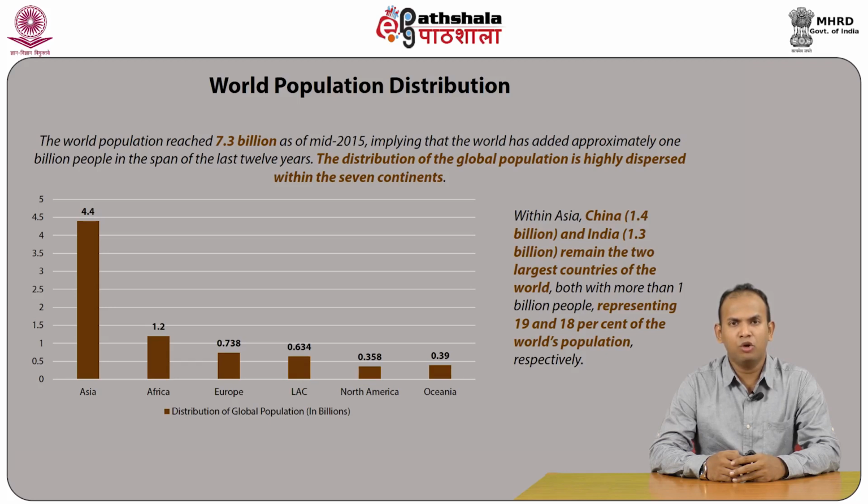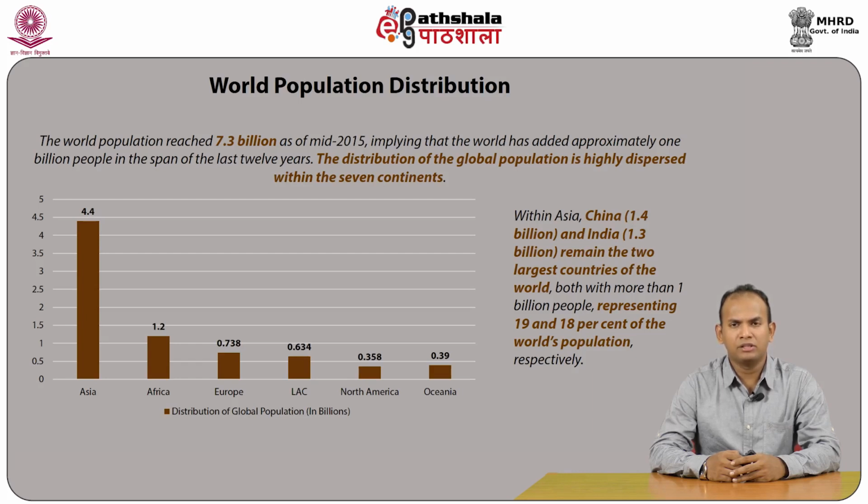The distribution of the global population is highly dispersed within the 7 continents. The maximum of the world population, about 60%, lives in Asia, that is about 4.4 billion, 16% in Africa, that is 1.2 billion, 10% in Europe, 738 million, 9% in Latin America and the Caribbean, around 634 million, and the remaining 5% in Northern America, that is 358 million, and Oceania, that is 39 million.